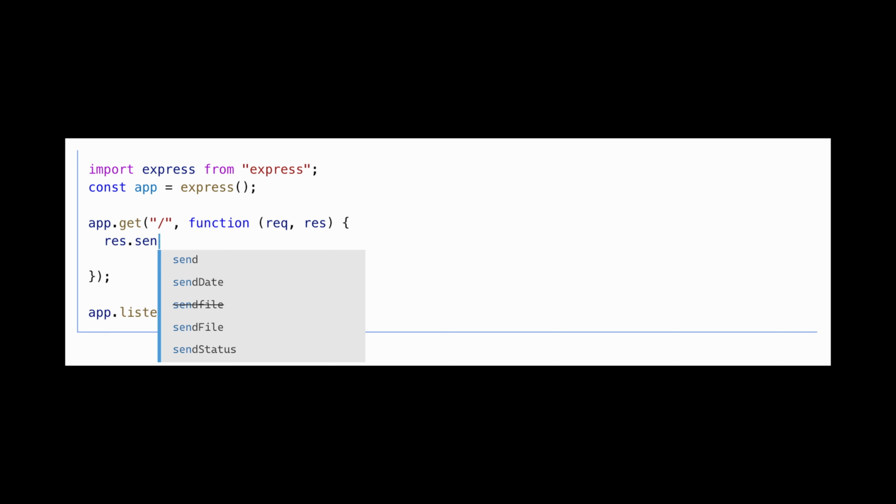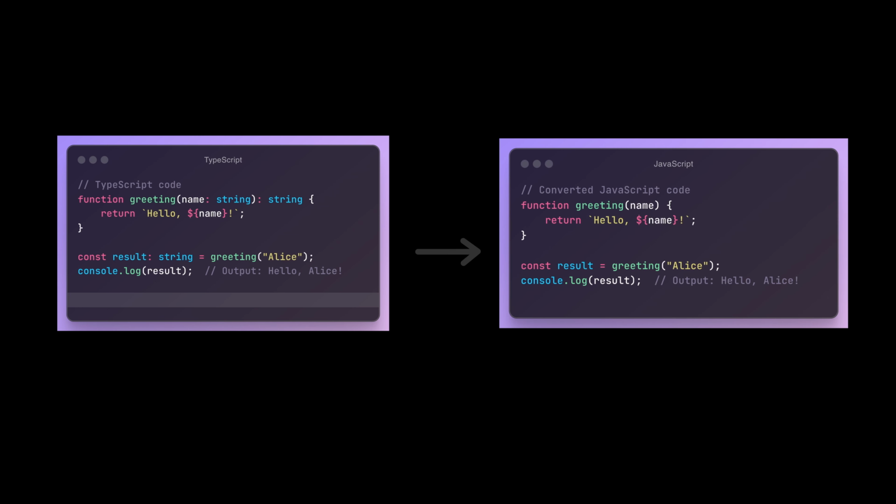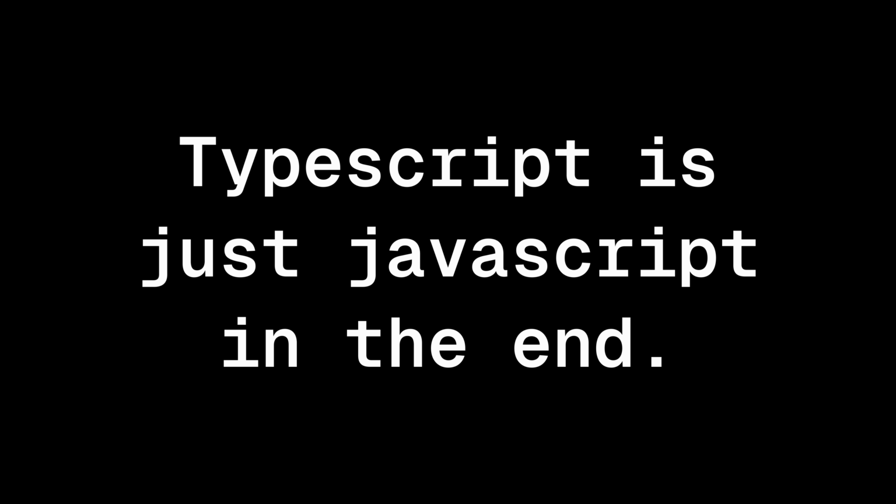It also allows you to use modern JavaScript features. So what really happens is you write TypeScript and then this TypeScript code gets converted to JavaScript code with the help of a TypeScript compiler. Now we need this compiler as browsers cannot execute TypeScript code directly. So what that means is your TypeScript code in the end is just JavaScript code.